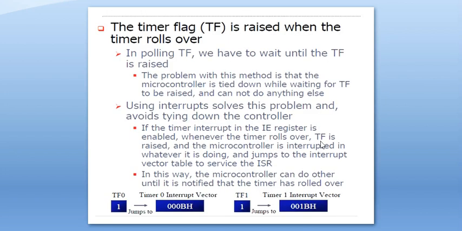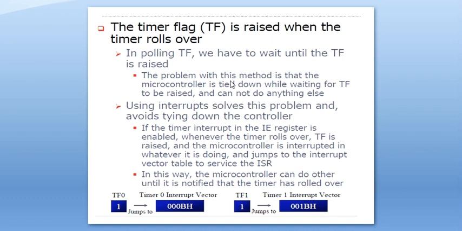So next, here we have the timer flag. It is raised when the timer rolls over. Whenever the timer rolls over, or completes its execution, it is going to be raised. This works in both conditions, in the case of polling and in the case of interrupts. But in the case of polling, we have to wait until the TF is raised. There will be continuous observation, to see when the TF is going to be made high.